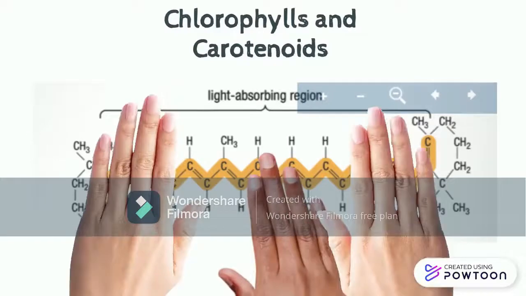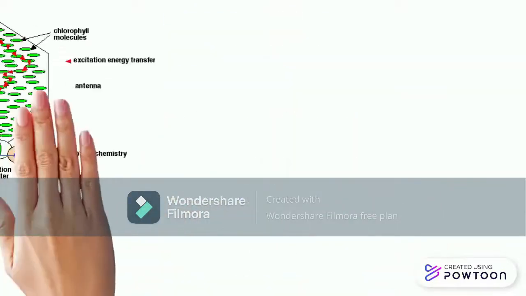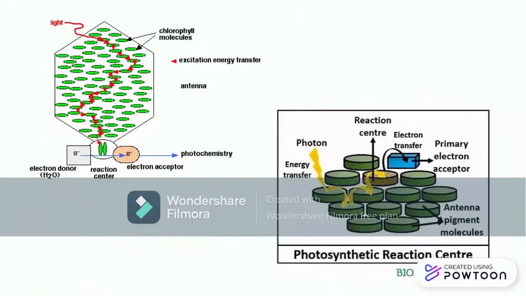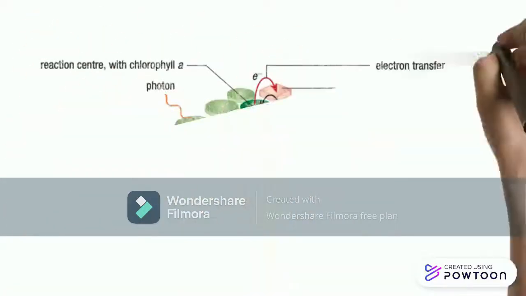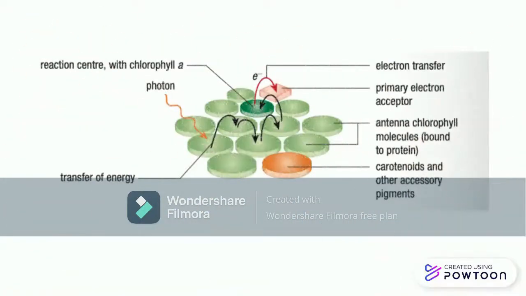Now we must learn 2 key terms, which are the antenna complex and the reaction center. The antenna complex is a cluster of light-absorbing pigments embedded in the thylakoid membrane, and they're able to capture and transfer energy to a special chlorophyll A molecule in the reaction center. Next, the reaction center is a complex of proteins and pigments that contains the primary electron acceptor. During photosynthesis, chlorophyll A becomes oxidized and donates an electron to a primary electron acceptor.